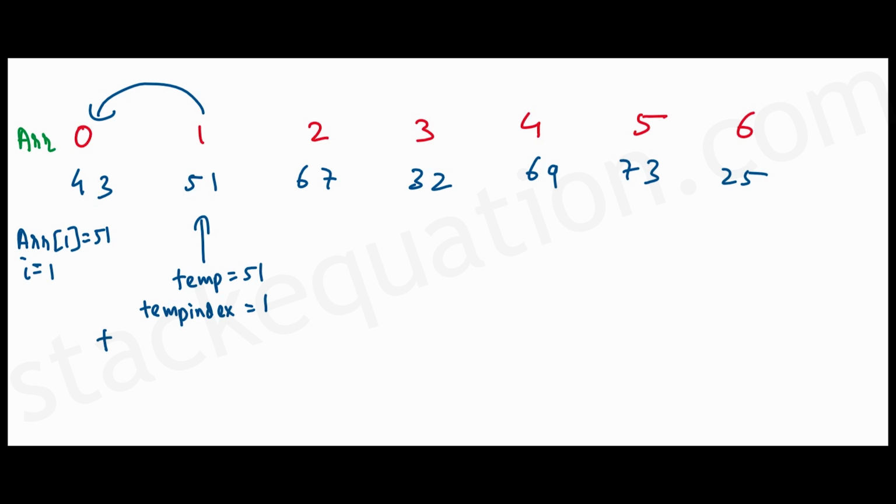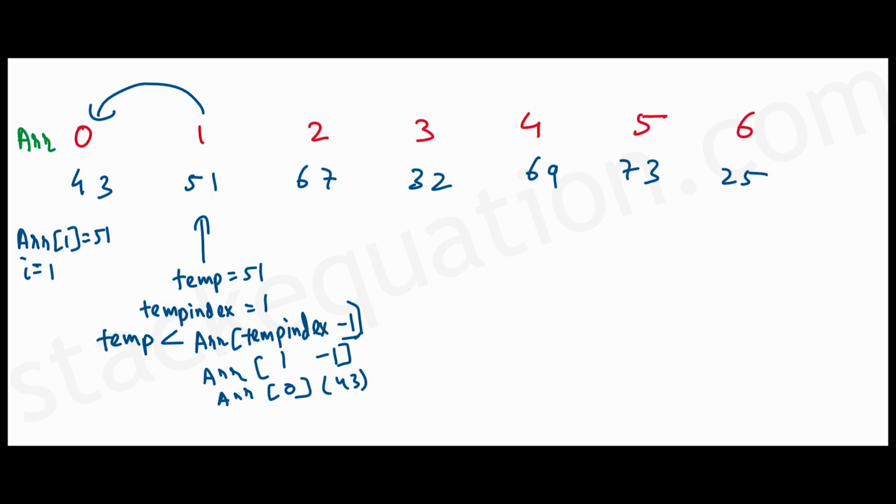That is, temporary less than array of temporary index minus 1. What is temporary index? That's 1. 1 minus 1 is array of 0, that is 43. Is 51 less than 43? It's not. They are in proper order, so we move on to the next element.